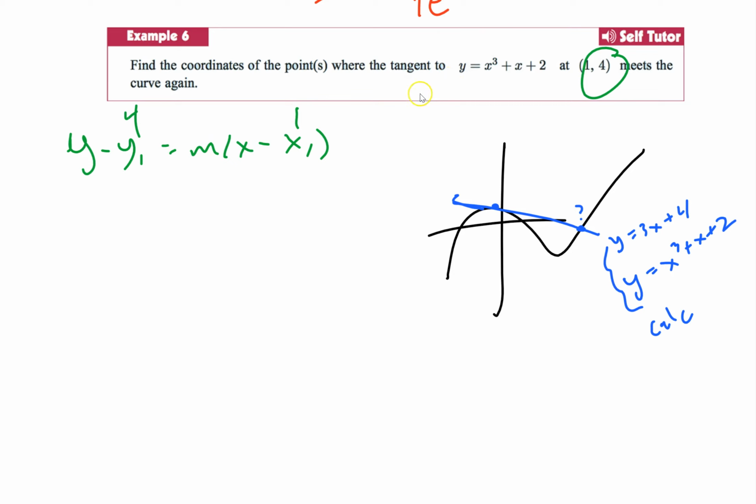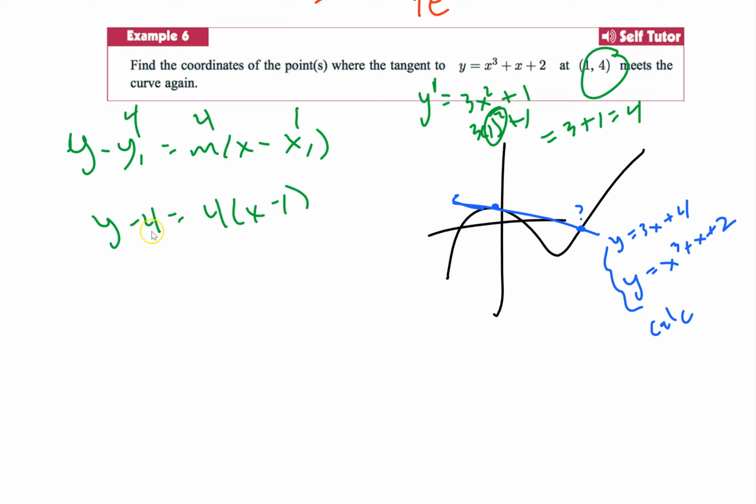Remember the way we do that? We take the derivative and plug our x1 in, because that's the slope of a tangent line, which literally means the derivative. So 3x squared plus 1. Plug our 1 in. Don't ever plug that in there. Plug the 1 in, so 3 times 1 squared plus 1. Do this first, and you get 3 plus 1, which is 4.